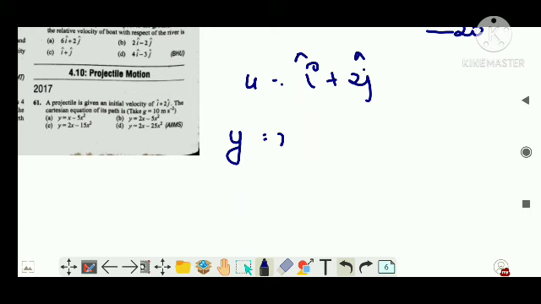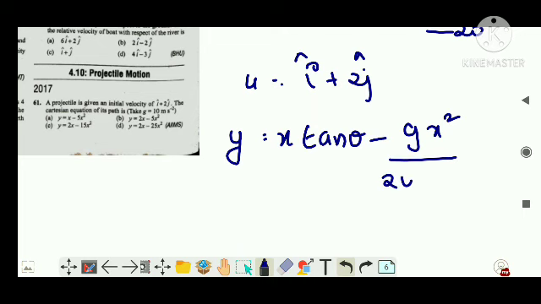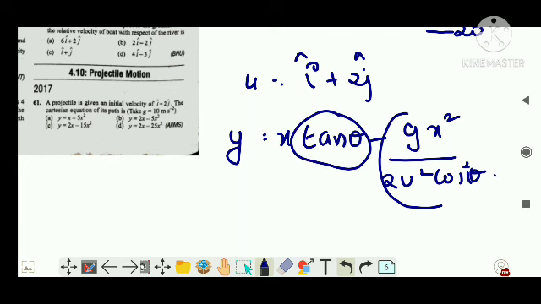So you wrote y is equal to x tan theta minus gx squared by 2u squared cos squared theta, right? And I told you this tan theta you can take as constant, so it is just like a parabola equation. That's why I told you. So you have an equation like this, so let's compare this equation.